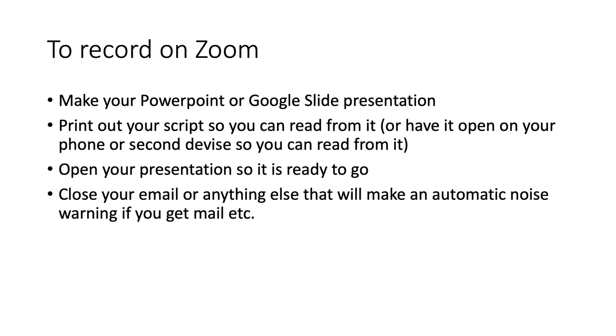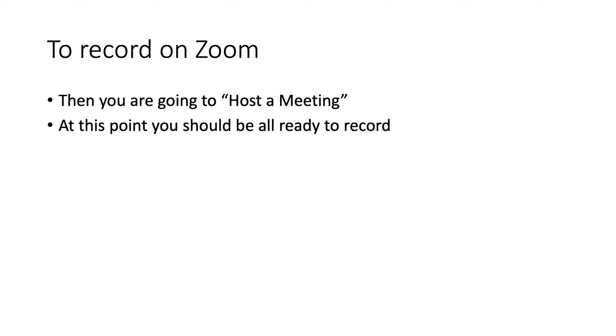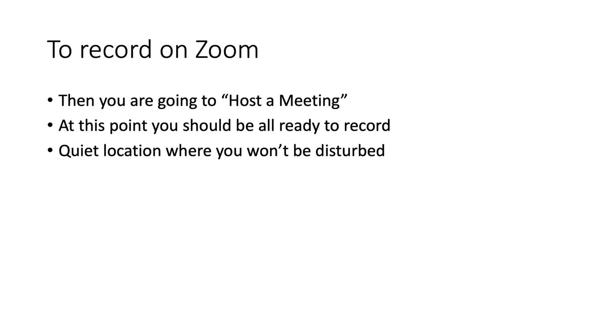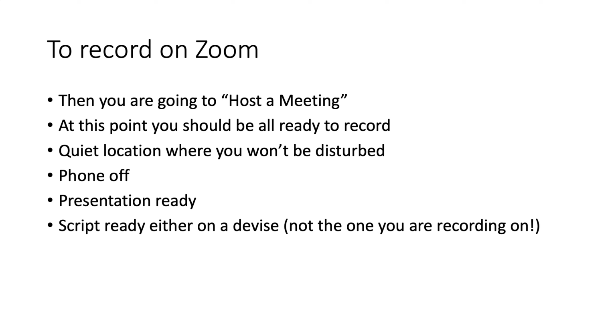Close your email or anything else that will make an automatic noise, a chime if you get mail. Turn off your phone. And now go to CSUN Zoom and you can sign in. And then you're ready, you're going to host a meeting. At this point, you should be all ready to record, a quiet location where you won't be disturbed, your phone off, presentation ready, and your script ready to be read or printed out.